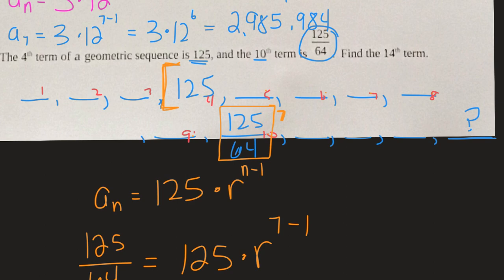Okay, so we can replace our a sub n, right, with our term from the sequence, and we know that our n value is 7. So now we can figure out what our ratio is. The ratio is going to be the same for our imaginary sequence as it is for our legitimate sequence, believe it or not. So we're going to solve this equation for r.